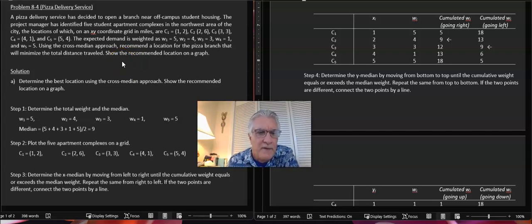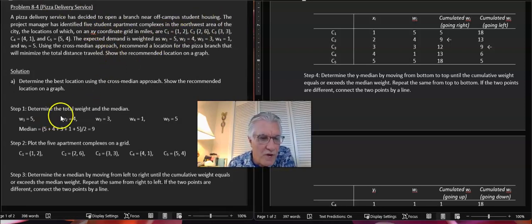And that would, using this cross-median calculation, you'll get the best location possible based on the proximity to the highest population areas, and that's where the demand is essentially coming from. So let's get started into the problem.